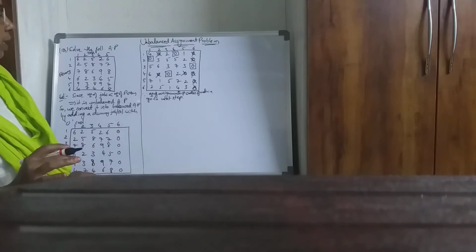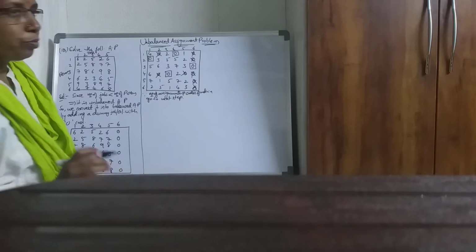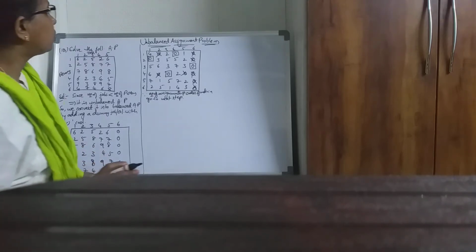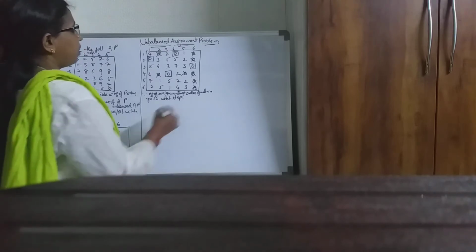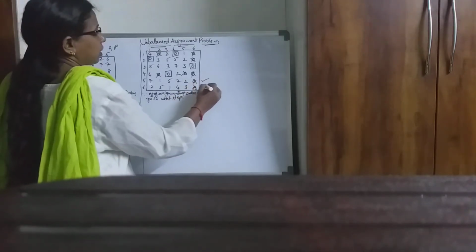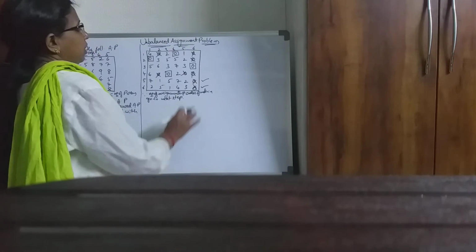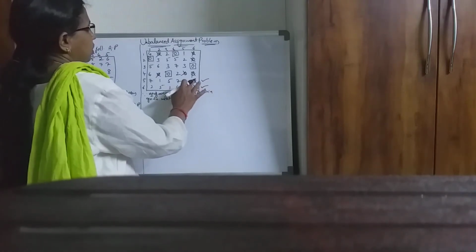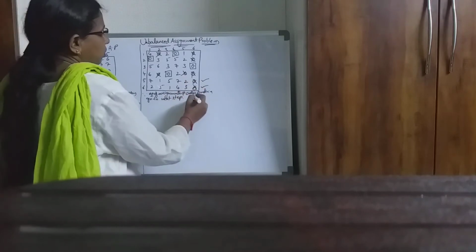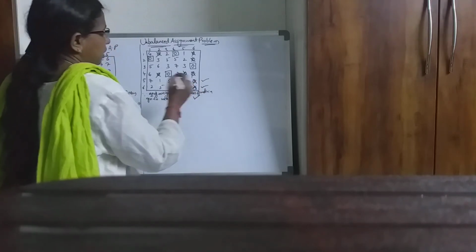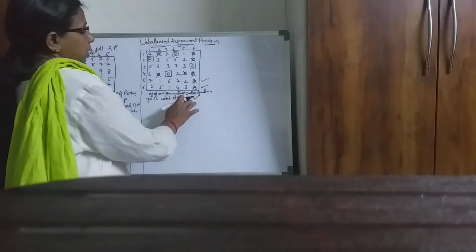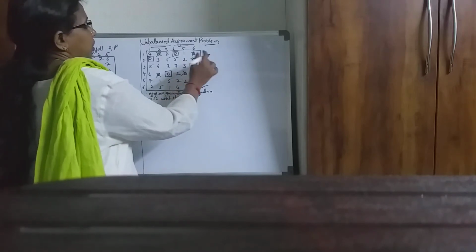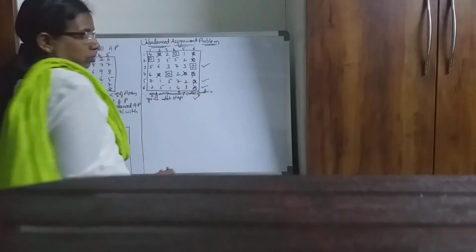So how to draw those lines? First you have to put a tick mark to the rows which don't have any assignment. So here which rows don't have any assignment? 5th row and 6th row. Now in these marked rows, check where you have zeros, crossed zeros. Now put tick mark to that column. So here I am putting a tick mark. In this marked column, check where you have assignment here. So put a tick mark to that row.